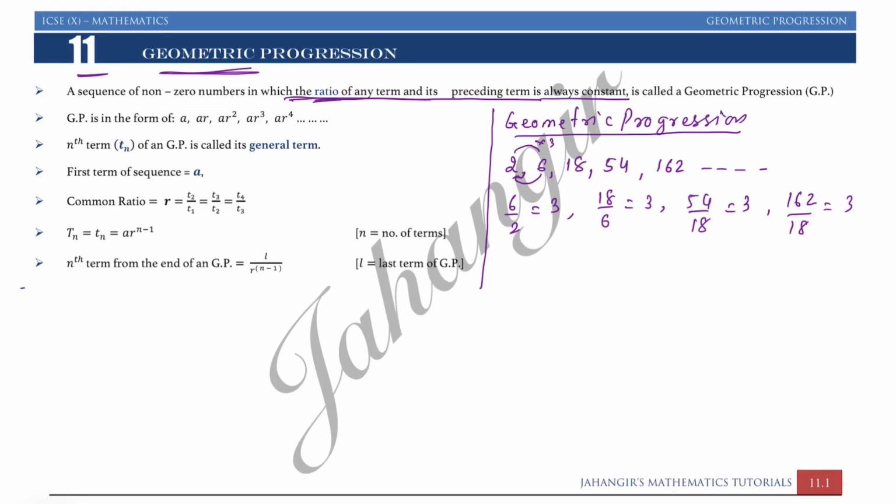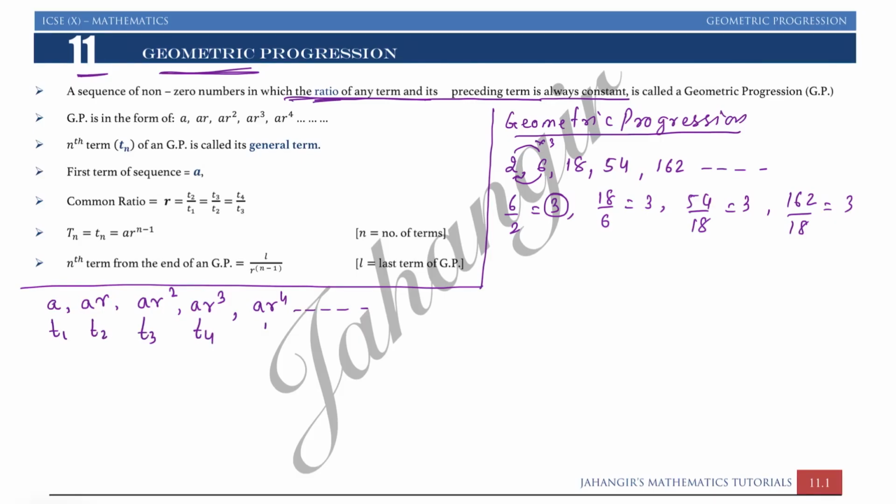So in geometric progression, the first term is a, and we multiply by the common ratio, just like we multiplied by 3, so it becomes ar. Then it becomes ar square, ar cube, ar raised to 4 and so on. This is my term 1, term 2, term 3, term 4, term 5. If you notice, when I am writing term 5, the power is 4. When I am writing term 4, the power is 3, r raised to 3.